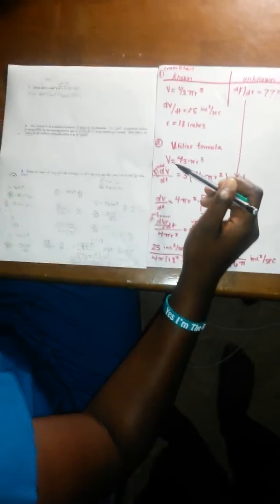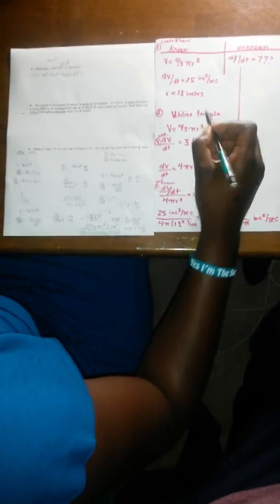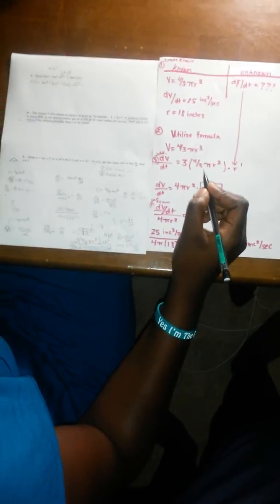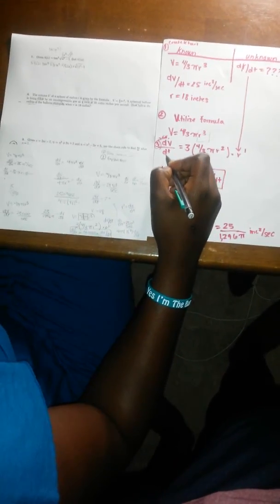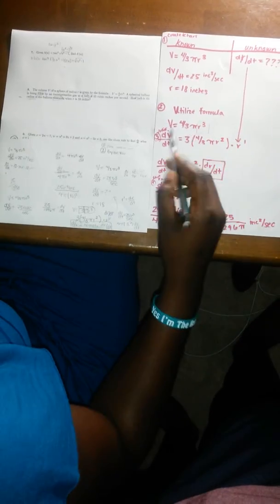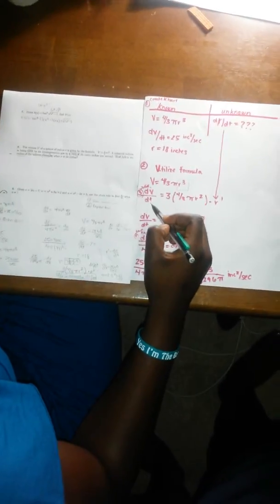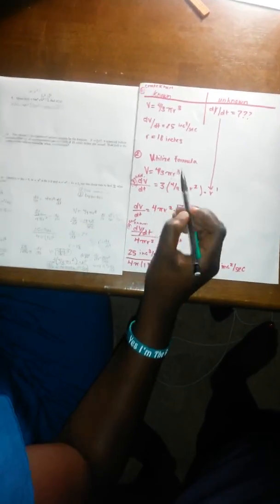So we will now have to use the chain rule to derive the radius because we are solving for its rate. So while we're solving, we're going to be solving in terms of the radius. We also need to denote the change in volume as dV over dt because the volume is changing. So when you rewrite the formula, it would be dV over dt equals a certain number.